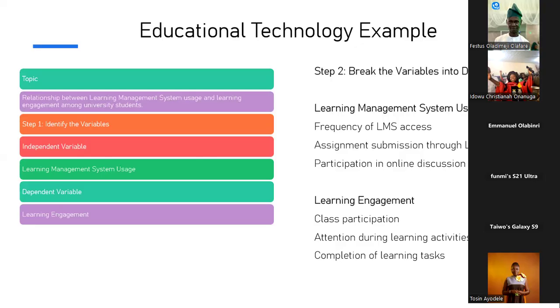For the first one, I have three sub-variables, which include one, frequency of learning management system access. Two, assignment submission through the learning management system. Three, participation in online discussion forum. Those are my sub-variables for learning management system. Secondly, under learning engagement, which is the dependent variable, I have three classifications: class participation, attention during learning activities, and completion of learning tasks. So now that I was able to break each variable down into three sub-variables or dimensions, what do I do next?